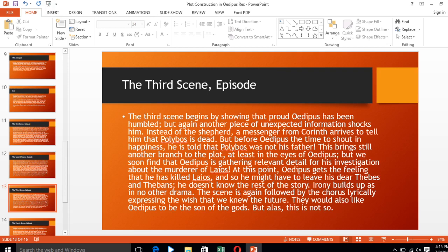The scene is again followed by a chorus lyrically expressing the wish that we knew the future. They would also like Oedipus to be the son of gods, but alas, this is not so. He is not the son of gods.